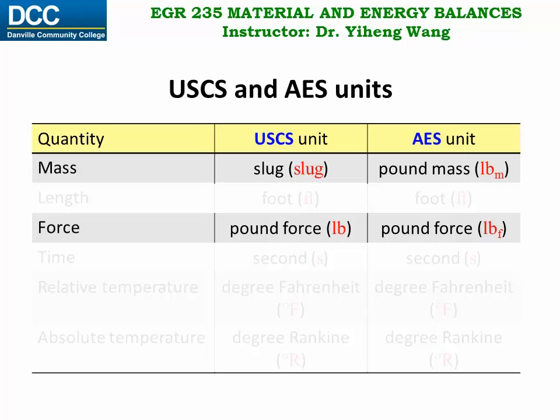In US customary unit system, on the other hand, pound is only used as the unit for force and the unit for mass is slug. Therefore, it is less confusing in the US customary unit system. I will explain these units later. Hopefully, by the end of this video, you will gain some clearer understanding on these units.